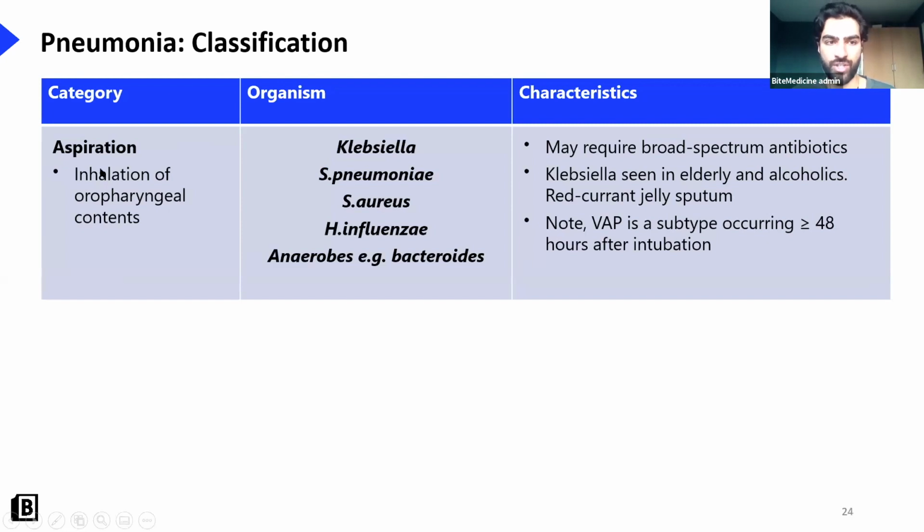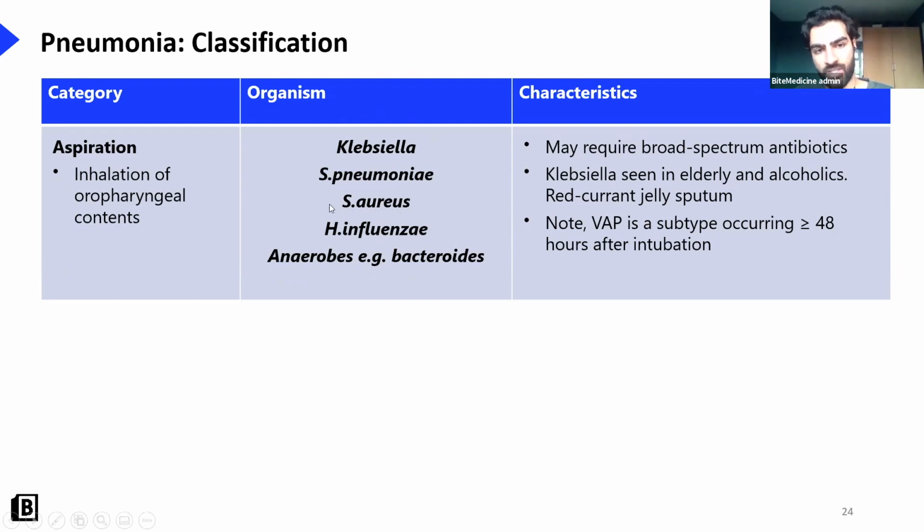And finally, we have aspiration pneumonia. That's where you inhale oropharyngeal contents. Again, this can be caused by a whole host of bacteria, really. Anything that you swallow, any of the bacteria that's in your upper oropharynx or within your gut, that you swallow into your respiratory tract, can cause an aspiration pneumonia. So Klebsiella, Strep pneumoniae, Staph aureus, Haemophilus influenzae, or anaerobic bacteria like Bacteroides. You find these in your gut. So if you aspirate and these bacteria enter your lungs, you can then develop what's called an aspiration pneumonia.